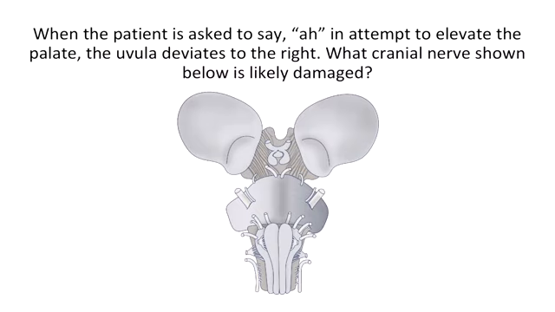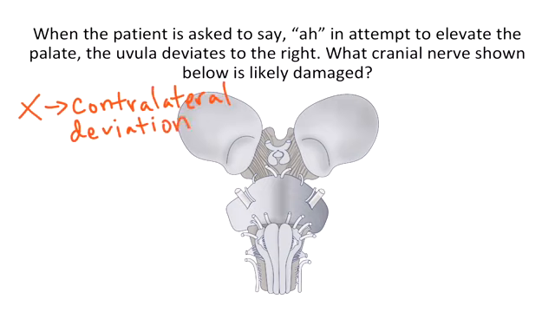When the vagus nerve is damaged, the ipsilateral palate can no longer be elevated, which results in unopposed elevation of the opposite side when the patient says "ah." In other words, damage to the vagus nerve results in deviation of the uvula to the opposite side. So damage to cranial nerve 10 results in contralateral deviation of the uvula.